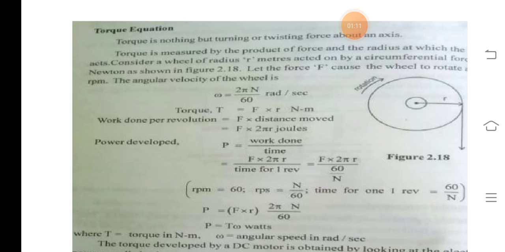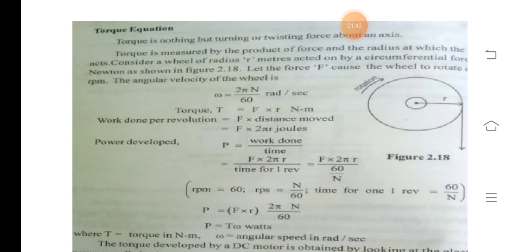Then we calculate the torque equation. TA will always be the product of force and radius across the conductor circumference. So we pick that value. Back EMF is P phi Z N by 60A.